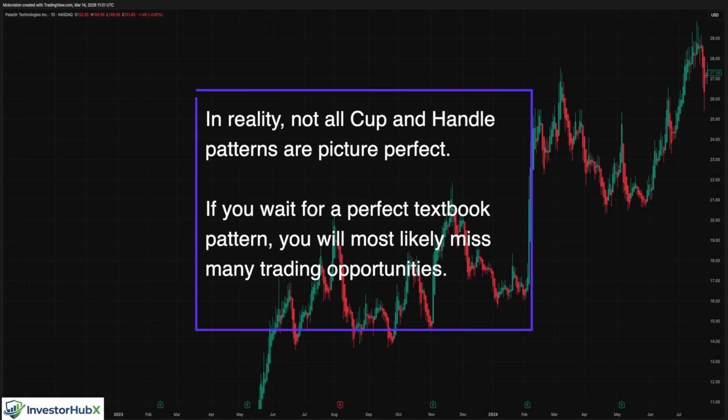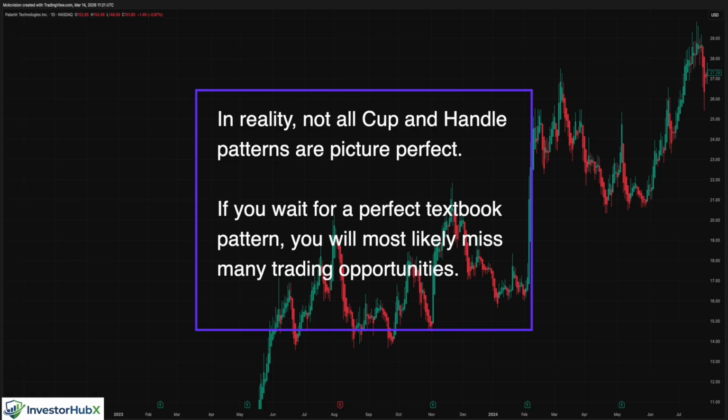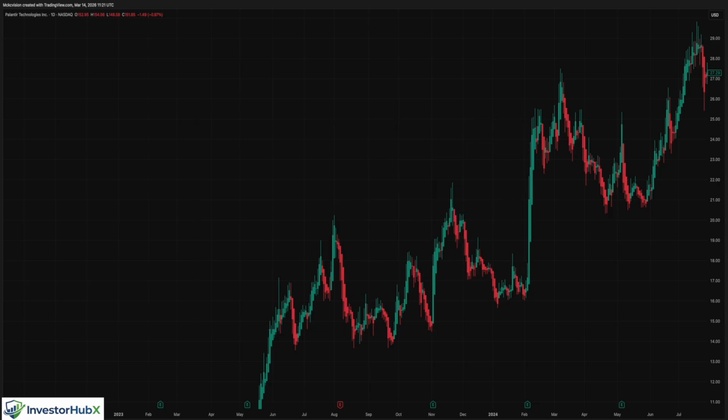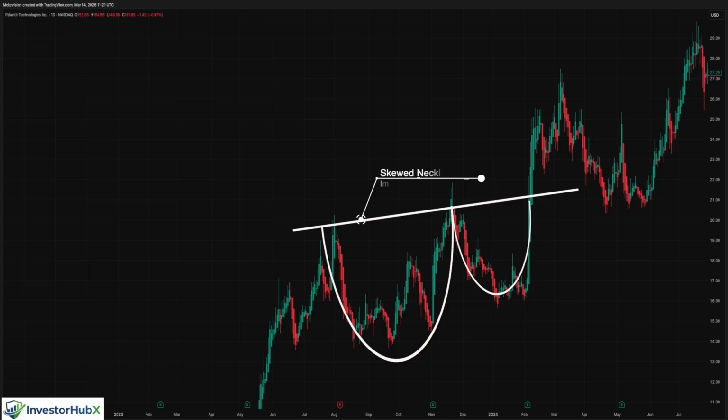In reality, not all cup and handle patterns are picture perfect. If you wait for a perfect textbook pattern, you will most likely miss many trading opportunities. This is Palantir Technologies Inc. on the daily time frame. Here we can see a cup and handle pattern forming. Notice that this time, the handle forms another U shape instead of a wedge or flag. Also observe that the neckline is not perfectly flat. The two resistance points are slightly uneven. This is what we mean by an imperfect pattern. In real markets, chart patterns often appear slightly distorted, but the underlying structure and market psychology remain the same.